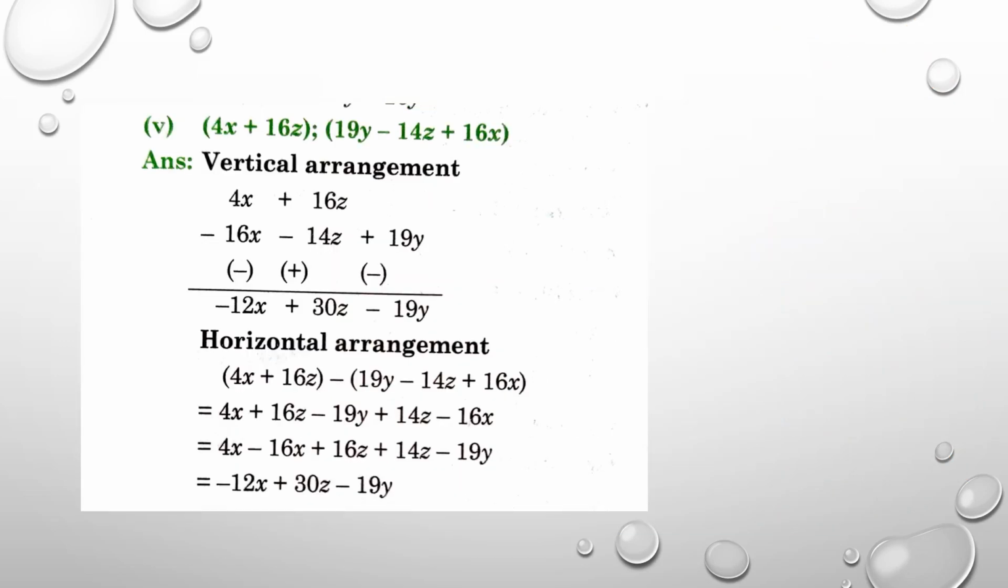Now let us do the fifth sum. 4x plus 16z. And second expression 19y minus 14z plus 16x. So like terms take together to add. Okay. So 4x it is written there, you have to write 16x. Then minus 14z you have to write here. And then plus 19 you have to write on one side. 19y you have to write on one side.